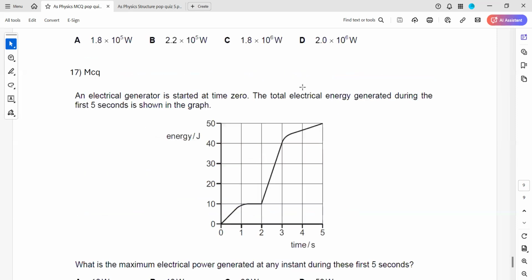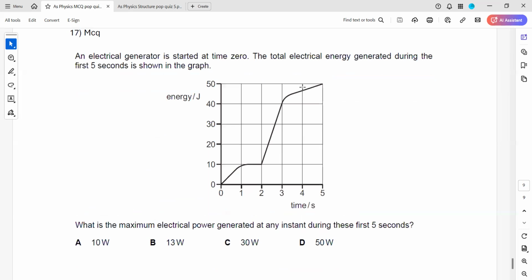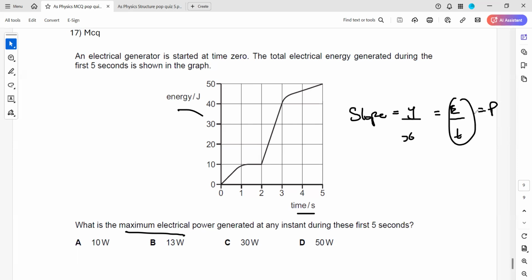In question 17, the electrical generator is started at time 0. Total electrical energy generated during the first 5 seconds is shown in the graph. What is the maximum electrical power? Look, how to get the power from energy and time. As I mentioned, the slope of the graph is the quantity on the y-axis divided by the quantity on the x-axis. On the y-axis, I have energy. On the x-axis, I have time. Energy divided by time will give us the power. So the slope of this graph is representing the power.